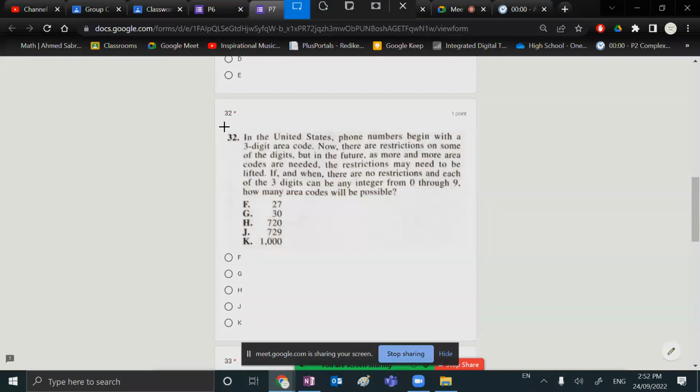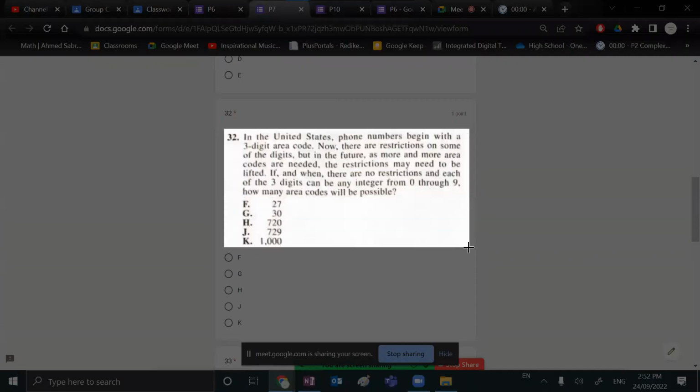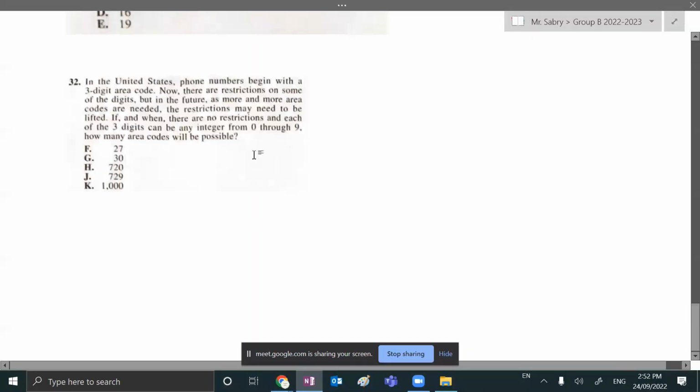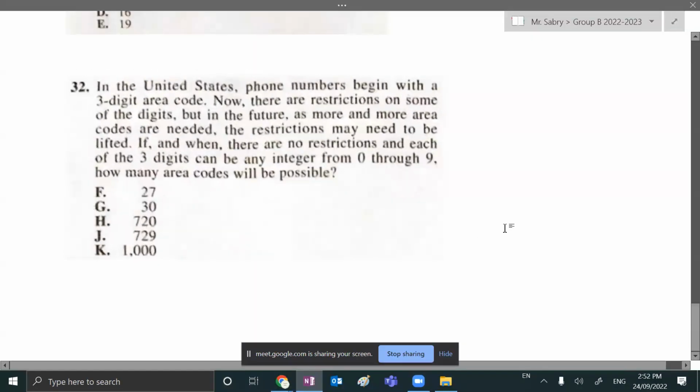Okay. Now, let's check 32. In the United States, phone numbers begin with a 3-digit area code. This is a very important type of question, so please focus on it. Now, there are restrictions on some of the digits, but in the future, as more and more area codes are needed, the restrictions may need to be lifted. If and when there are no restrictions, each of the 3 digits can be any integer from 0 through 9. How many area codes could be possible?